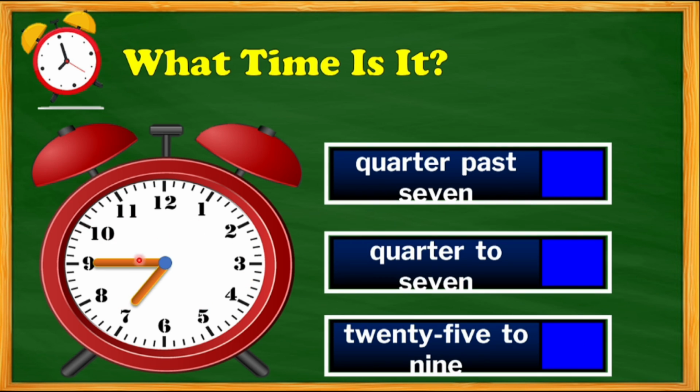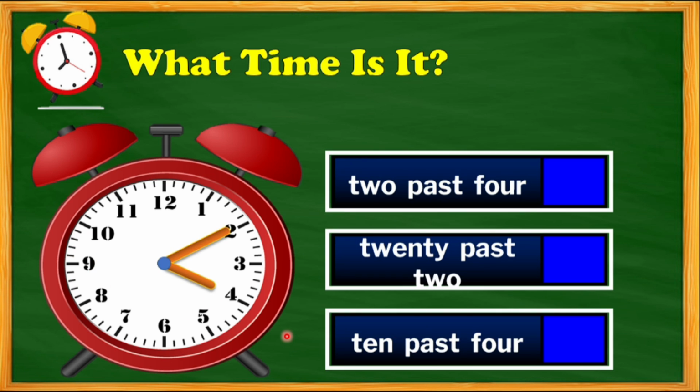Then, for this example, we have quarter past 7, quarter to 7, then 25 to 9. The correct answer is quarter to 7. And for this illustration, we have 2 past 4, 20 past 2, and 10 past 4. The correct answer is 10 past 4.